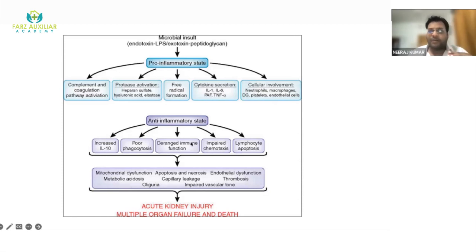Later on, the second part is the anti-inflammatory state. These patients may have increased interleukin 10, poor phagocytosis, deranged immune function, impaired chemotaxis, and later on problems like oliguria, impaired vascular tone, capillary leak, apoptosis, endothelial dysfunction, and metabolic acidosis, all of which can cause multi-organ failure and death. That's why AKI is very important, because it involves the entire pro-inflammatory state as well as the anti-inflammatory state. Both get disturbed, leading to important pathophysiology like thrombosis and endothelial dysfunction.